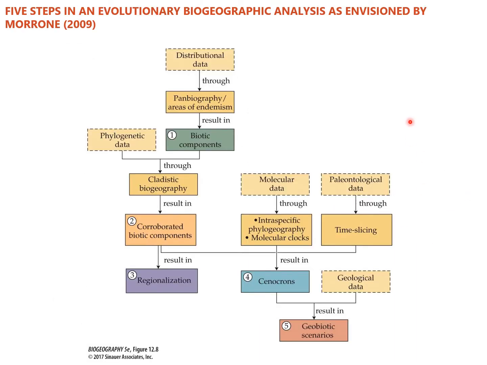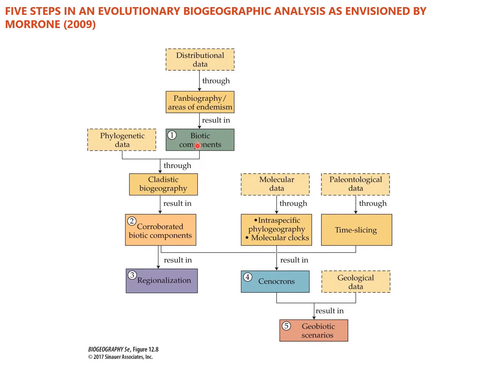I think it makes a little bit more sense if we break this down step by step. This is from a study published in 2009, basically proposing a fundamental approach to doing these kinds of studies. These are the 5 steps in an evolutionary biogeographic analysis, and the numbers indicate the steps. You start with the biotic components, and maybe you're inputting distributional data. Maybe you have panbiogeography data in areas of endemism, and you might have phylogenetic data as well.